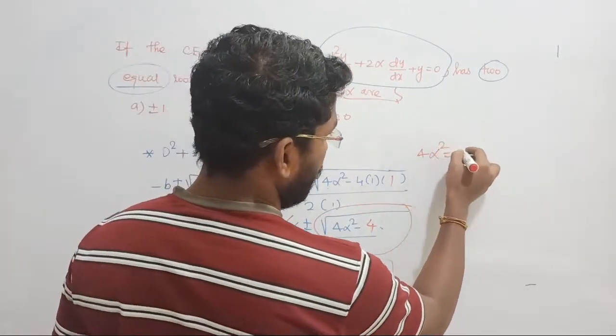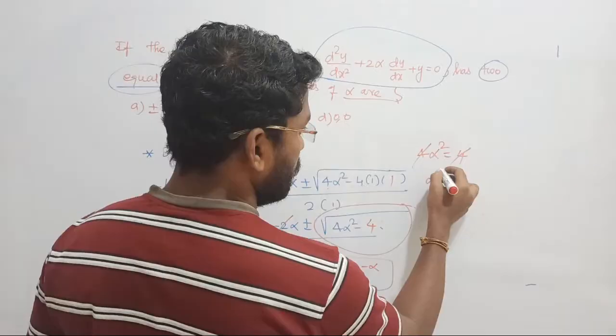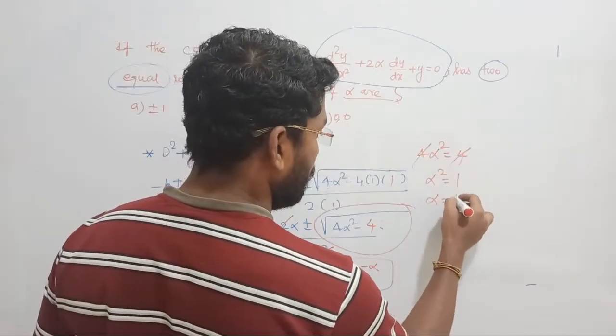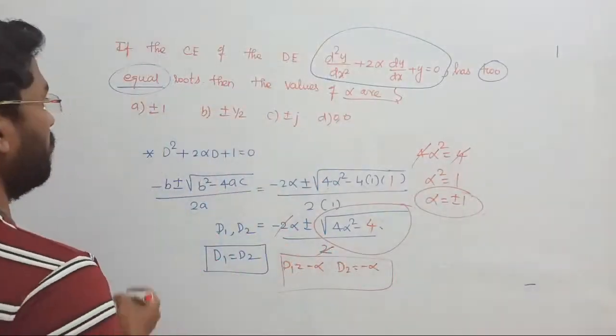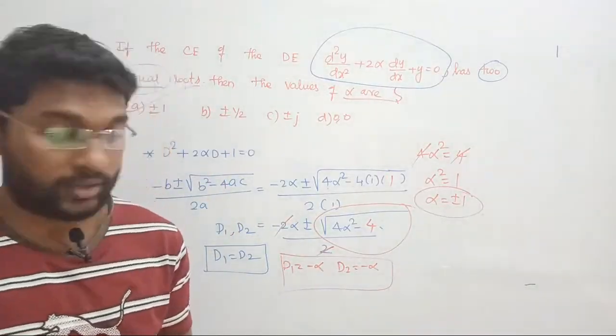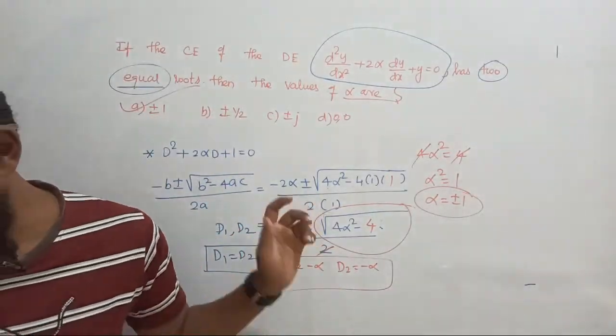4 alpha square equal to 4. Can we cancel? So alpha square equal to 1, or alpha is equal to plus or minus 1. Look where it is. Option A. Yeah, just to correct it, I made a small mistake. I did not notice.